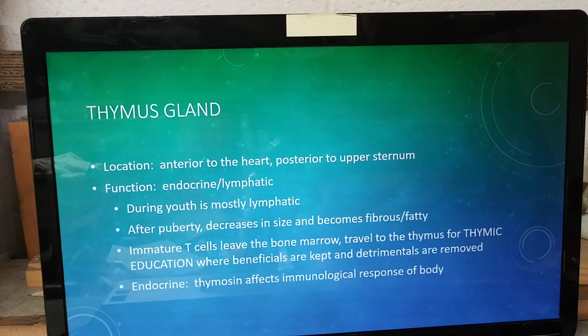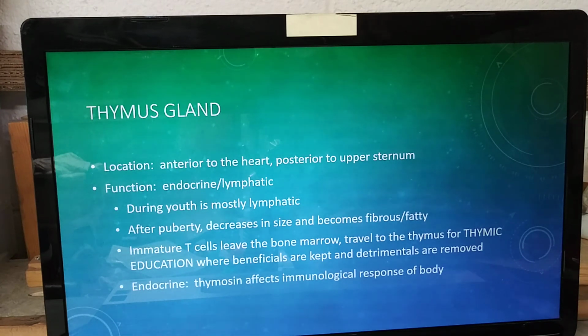And lastly, we'll talk about the thymus gland. The thymus gland is located in the chest. It's anterior to the heart, so it's further to the front than the heart, and it's posterior to the upper sternum, so it's behind the bony structures there. It has two functions. It functions in an endocrine way and also in a lymphatic way. During youth, it functions mostly lymphatic, and after puberty it decreases in size and becomes fibrous and fatty, and then has more of an endocrine function.